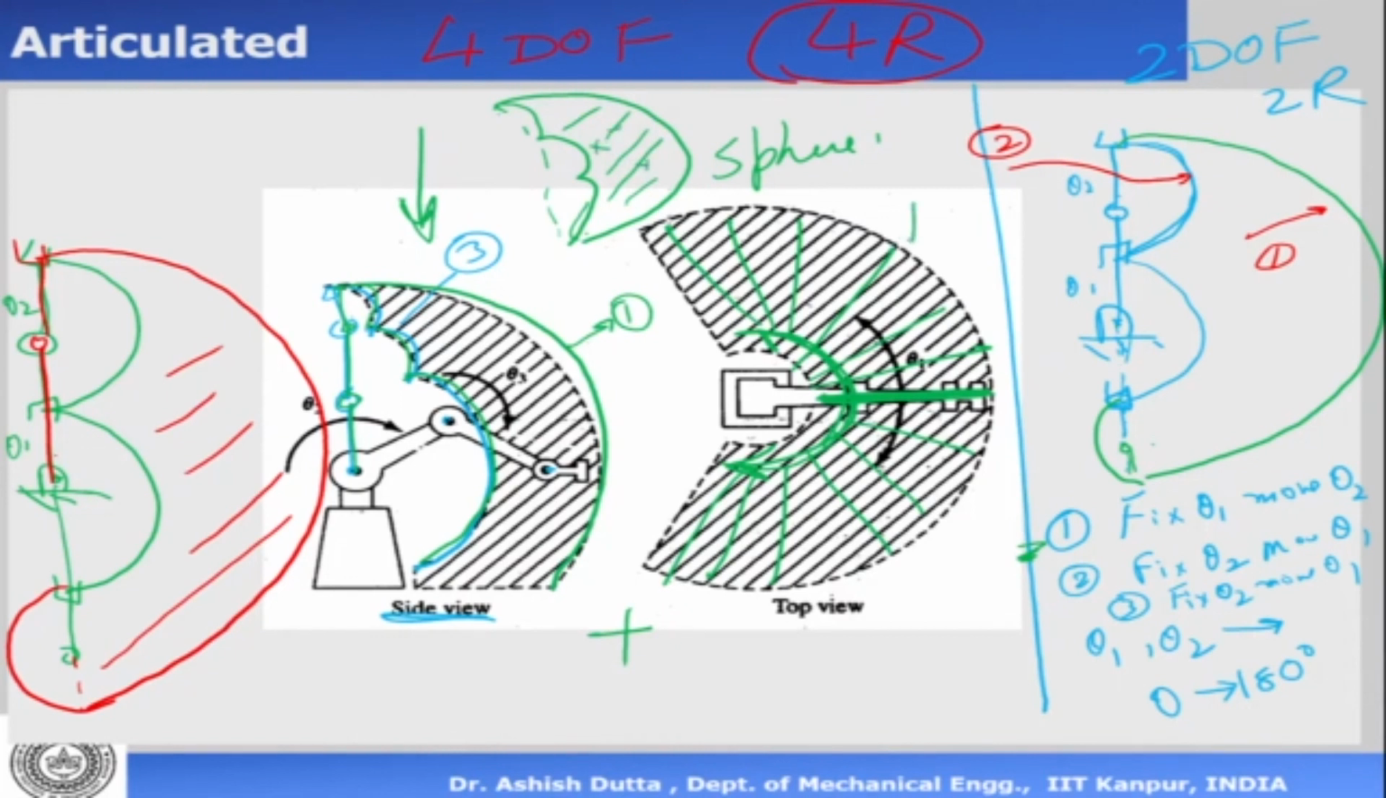The human work volume is something similar to this, because we have 7 degrees of freedom. In our shoulder we have 3, in the elbow we have 2, and in the wrist we have 2. So our work volume is also spherical.